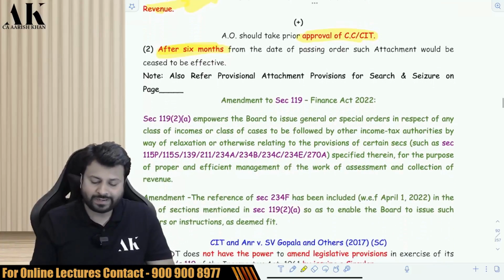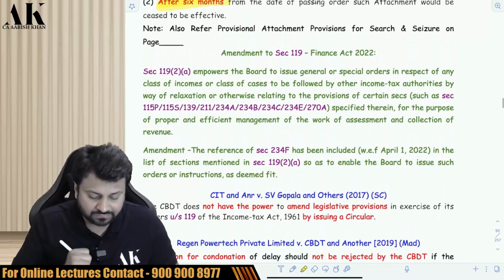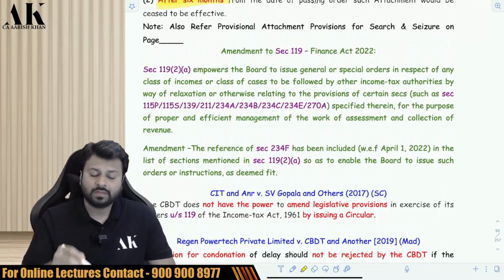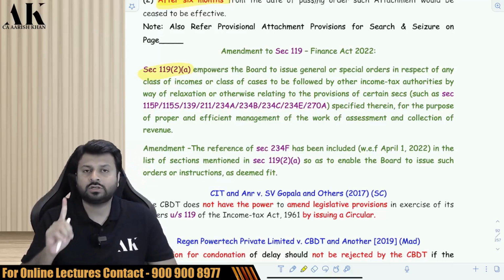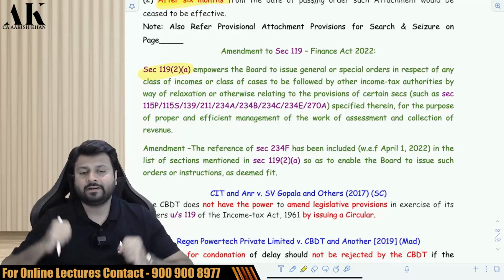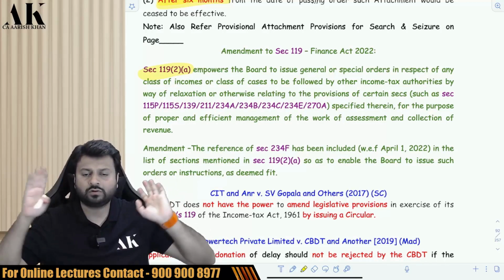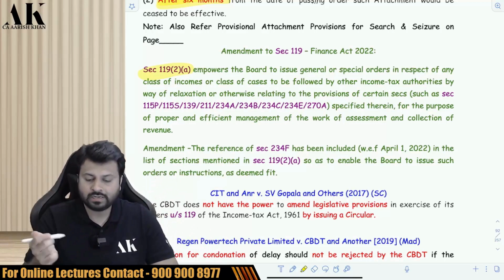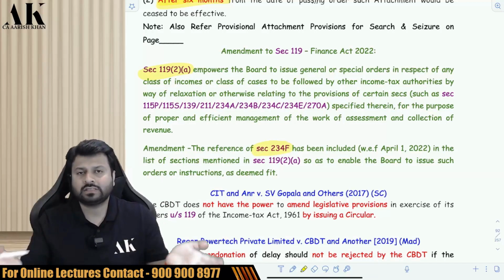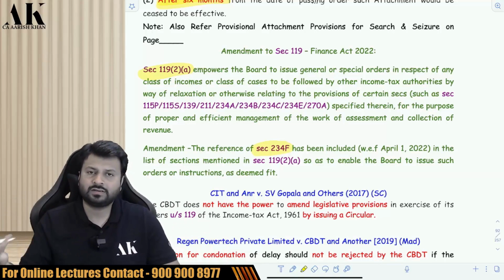Okay. Now, next, there are some Finance Act 2022 amendments which I would like to tell you all. The first Finance Act 2022 amendment over here is that CBDT under section 119(2)(a) has a lot of powers to give you relief. Like they can relieve you under 139, they can relieve you under 234A, 234B, 234C. So in that they have made one addition, and that is 234F. So now if the CBDT wants, they can relieve you from the fee which is paid under 234F, which is of 5,000 rupees and 1,000 rupees under certain special circumstances.